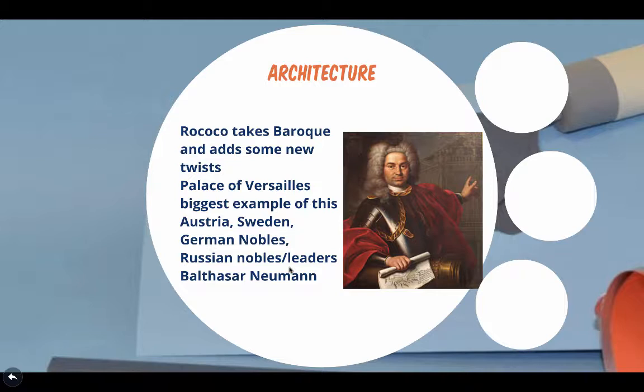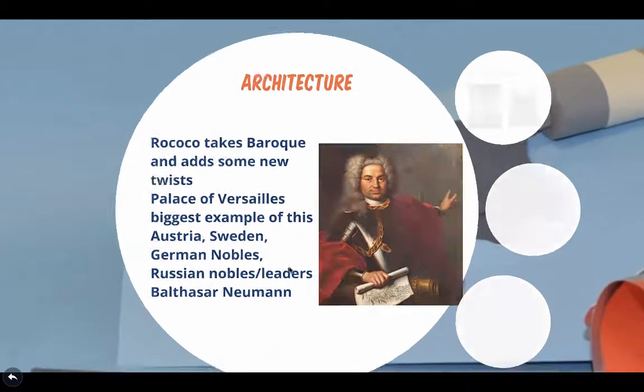In places like Austria, Sweden, German nobles as well, Russian nobles and leaders, they're all going to be about building these fanciful homes for themselves. And probably the guy that is the head of this, the guy that's really at the forefront for architecture, is a gentleman you see there on the right, Balthasar Neumann. He is the big name, and he's known for a couple different places.